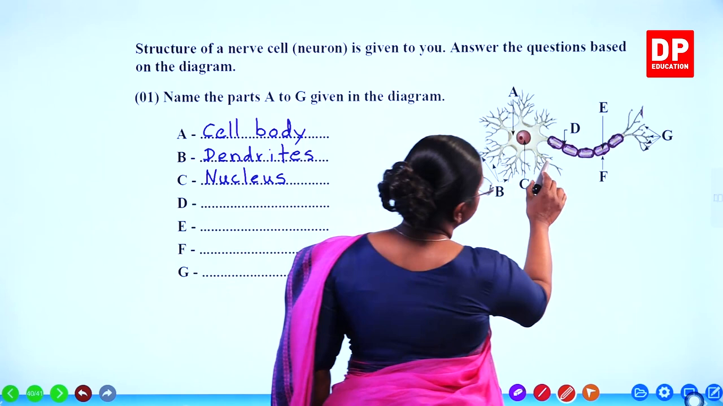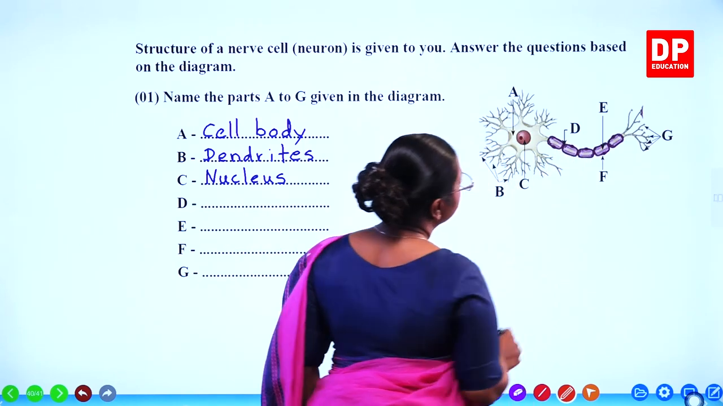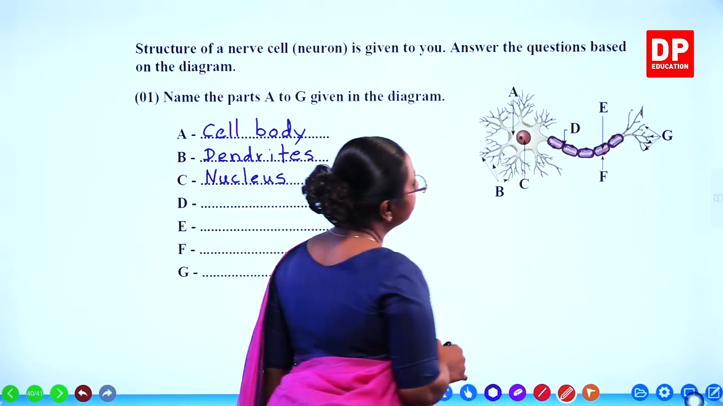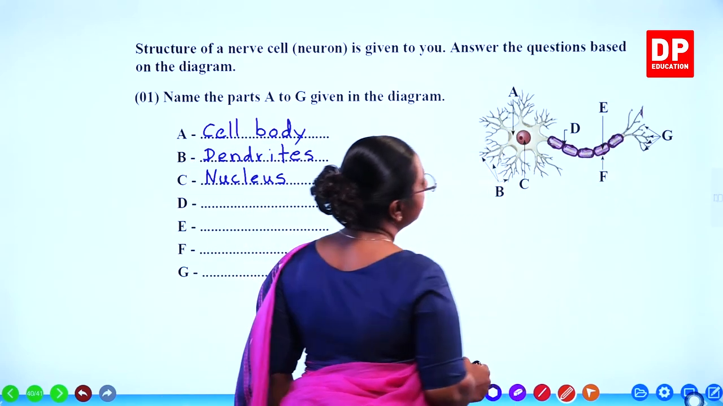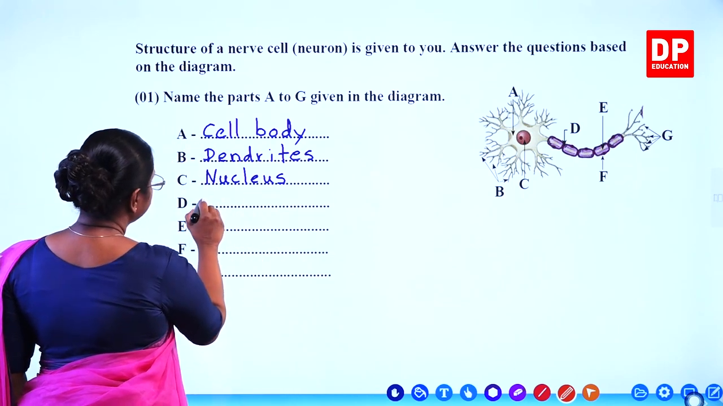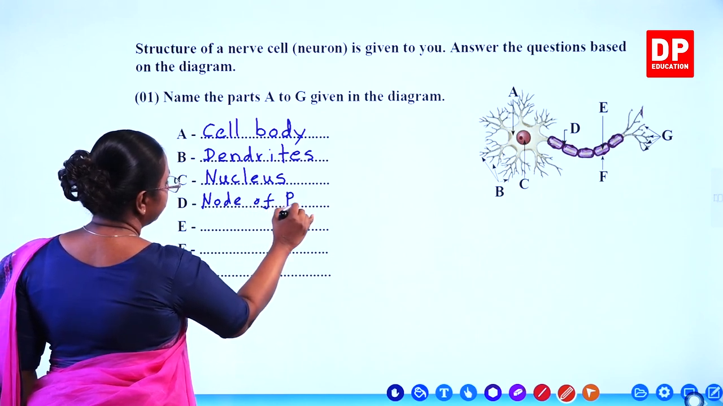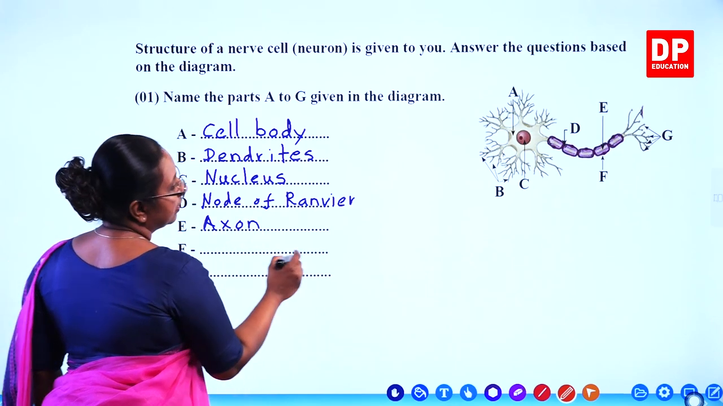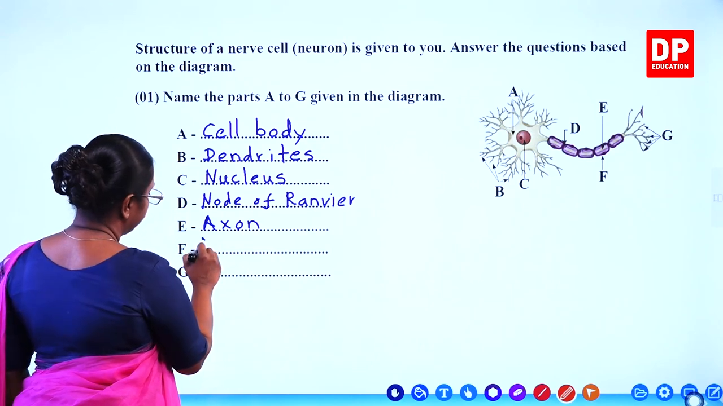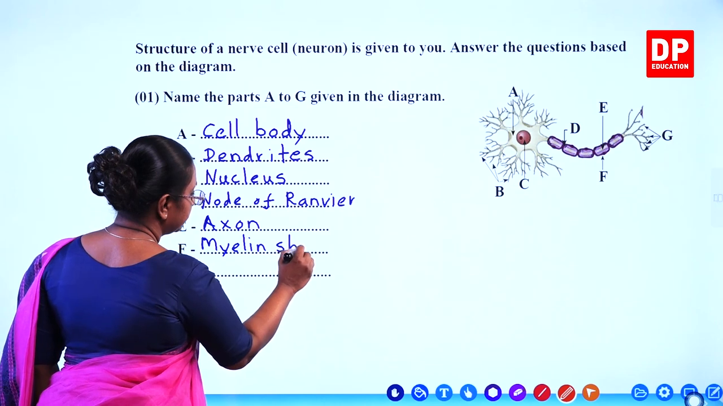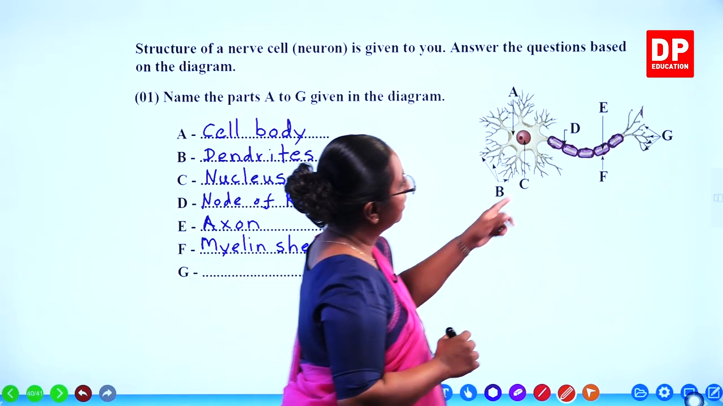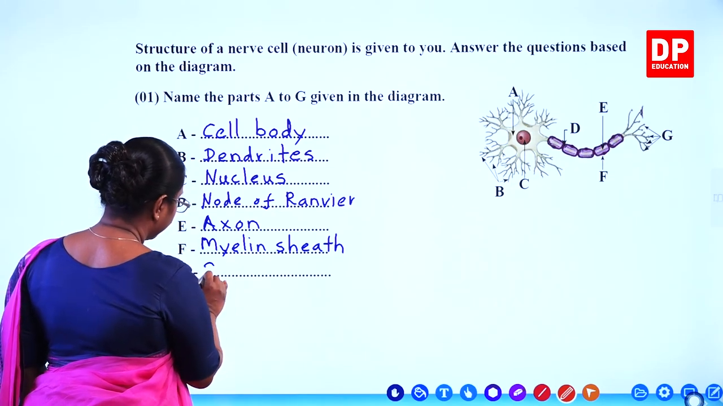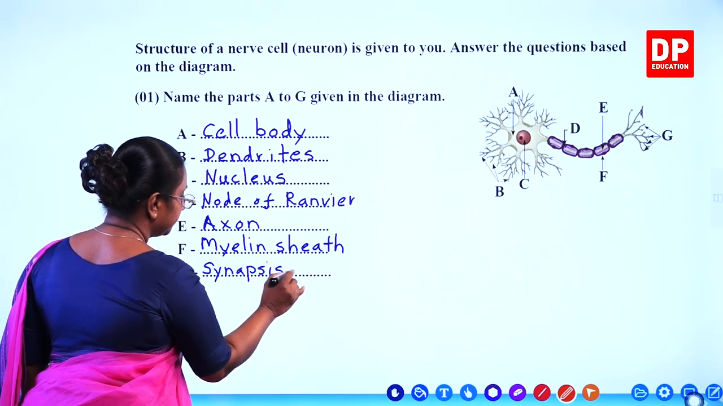Then we have D. Here you can see D actually points to these spaces, the discontinuous myelin sheath. And E is the one that points to the inner part, that is the axon, and F points to the myelin sheath. So here D will be node of Ranvier. Then we have E, the axon, and F is the myelin sheath, and G points to this part, that is the synapses vesicles. So here I can write it as synapses vesicles.